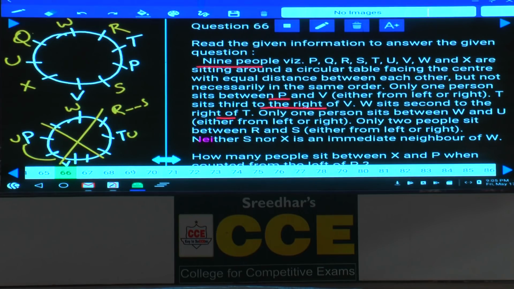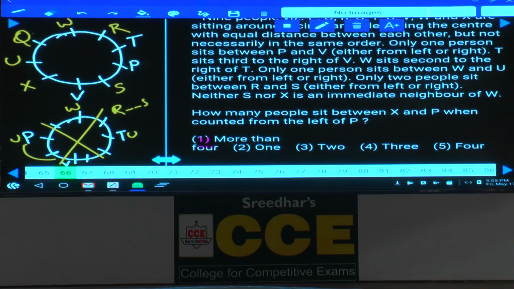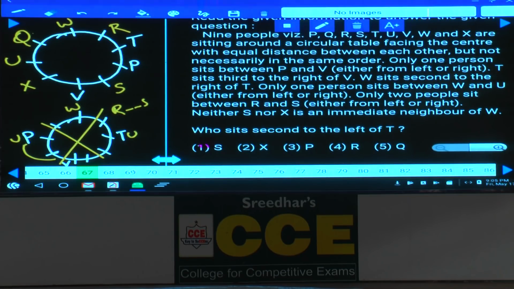Done with this? Then, question number 66, how many people sit between X and P when counted from the left of P? Left hand side of P, between X and P, there are only 2 people, choice 3. Then question number 67, who sits second to the left of T? Second to the left of T, that is S, choice 1.